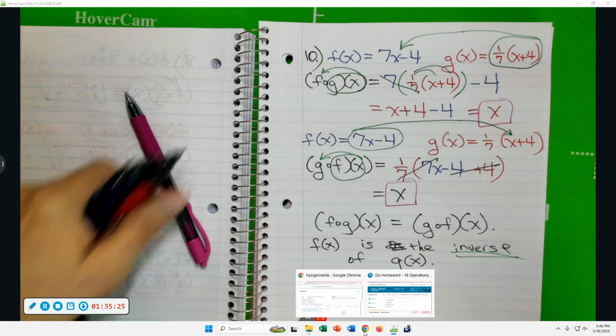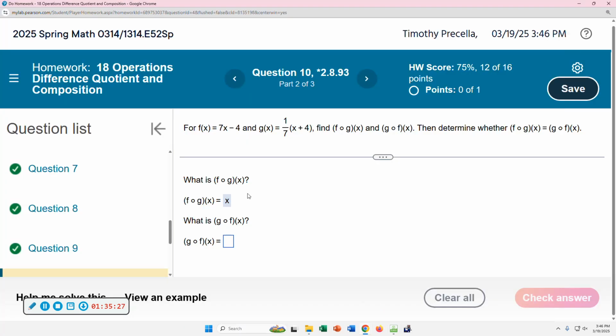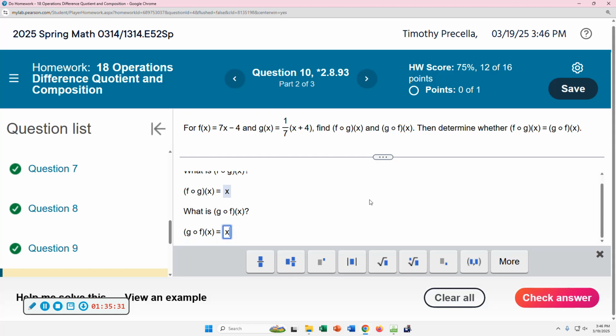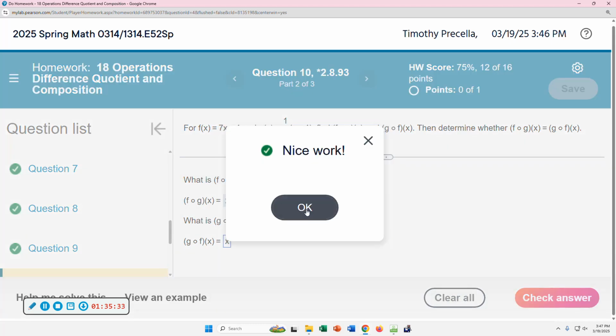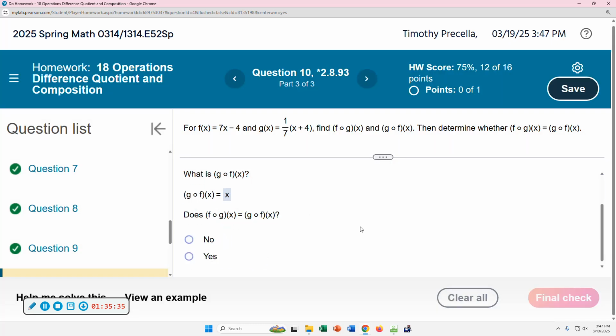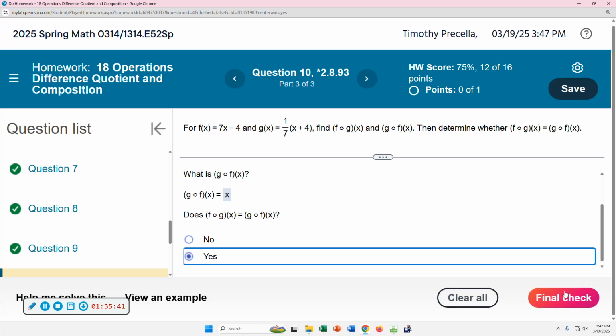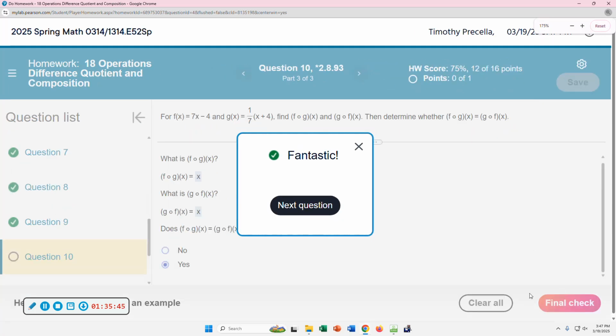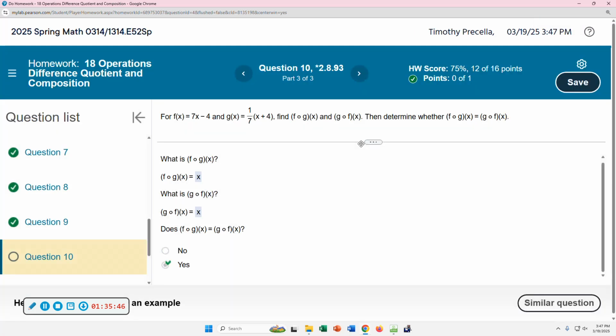Okay. Wait, so the answer to 10 was x. And yes or no? Yes. I wasn't answered. He answered. Oh, I did. X, yes. Let me make this smaller. So I think everyone's number 10 is x, yes.